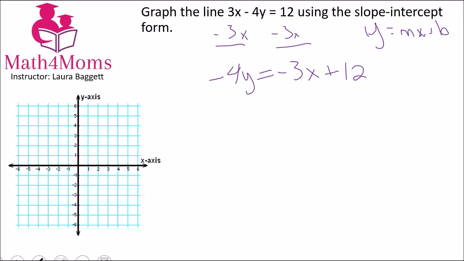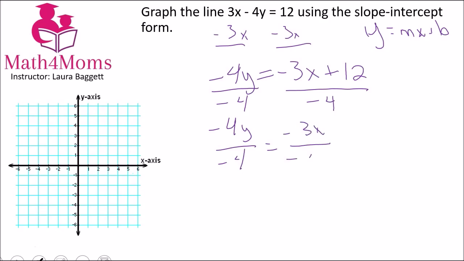And then the next thing I want to do is divide by negative 4. Okay, now I could write this as dividing the whole thing by negative 4. But what ends up happening is I'm dividing each term by negative 4. So perhaps a more efficient way to write this is just negative 3x divided by negative 4 plus 12 divided by negative 4. Okay, so negative 4y divided by negative 4 is just 1y.